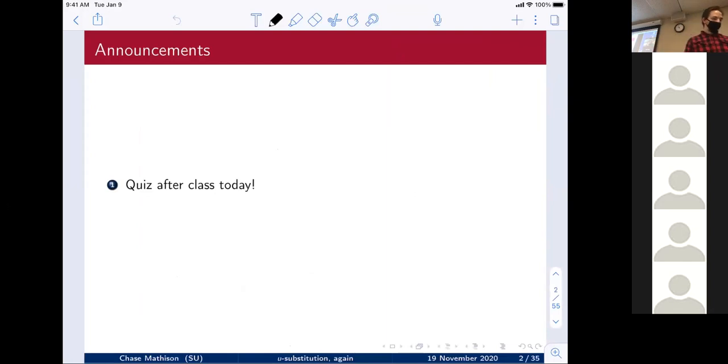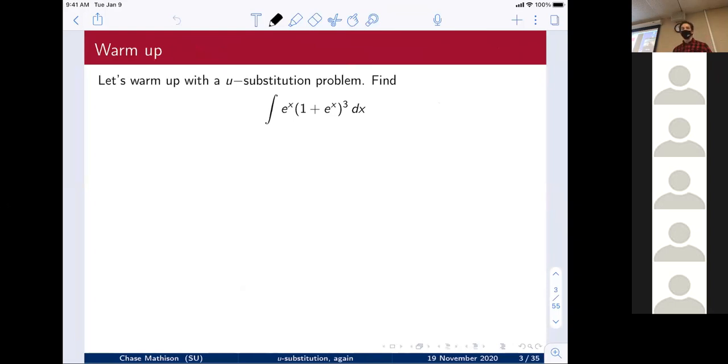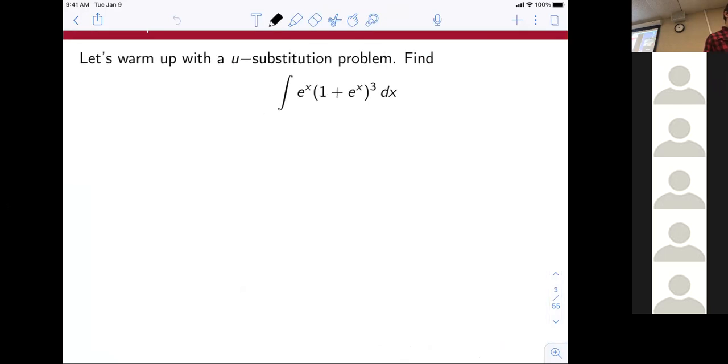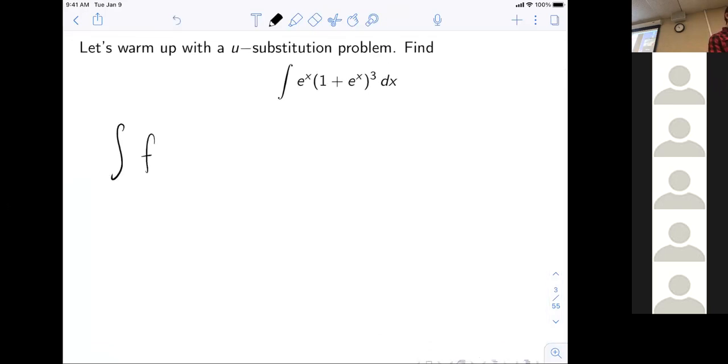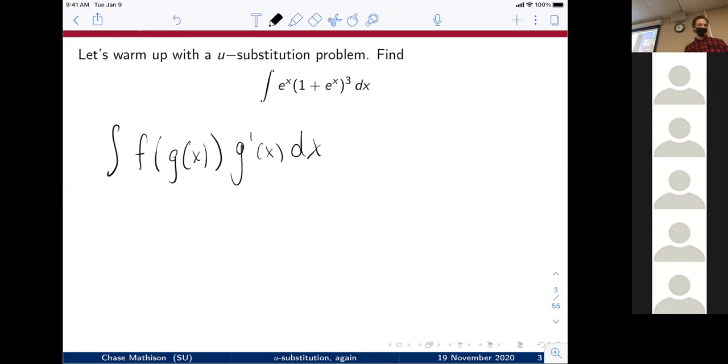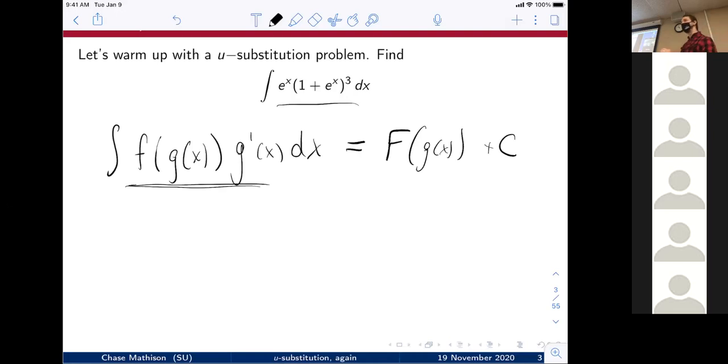All right. Well, then let's warm up with a u-substitution problem. Let's find the indefinite integral of e to the x times (1 plus e to the x) quantity cubed with respect to x. Okay, so as a reminder, this looks like it maybe could fit the pattern of the integral of f of g of x times g prime of x with respect to x, right? And if that is the case, then really the only thing I need to find is an antiderivative of f, and this will just be big F of g of x plus c. So I just need to verify that this looks like this. I need to pick g just right so that we have the integral of f of g of x times g prime of x. Okay, so what do we think g of x should be?